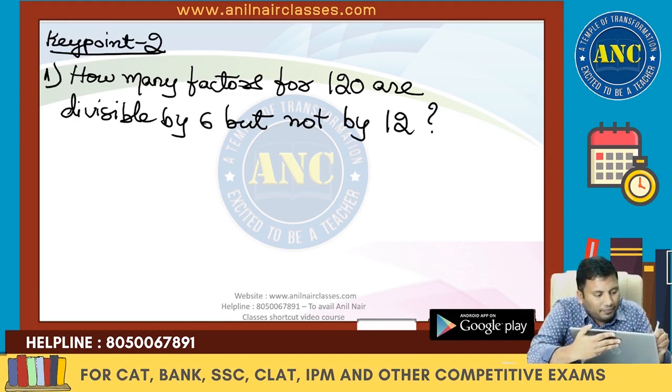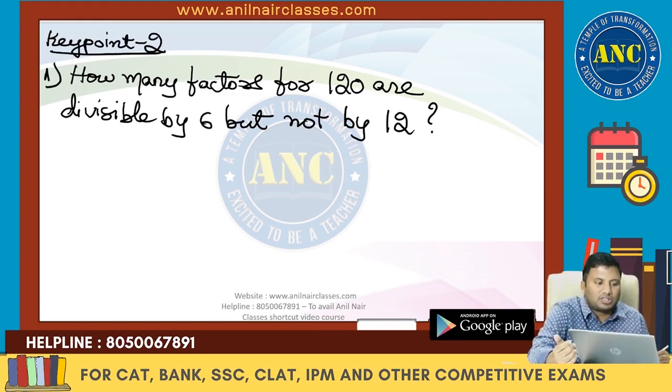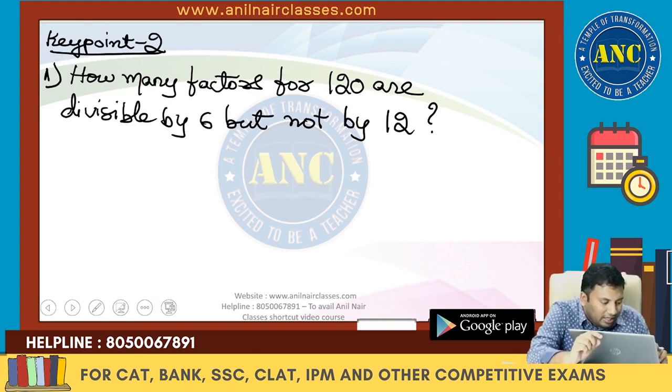First problem. I will do 3 to 4 problems. Key point 2, second variety of the questions. How many factors of 120 are divisible by 2 but not by 12? Now see here.